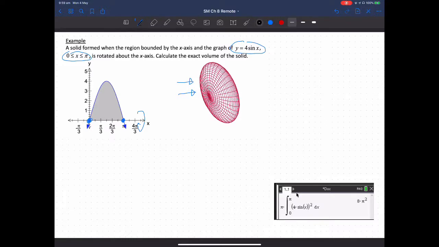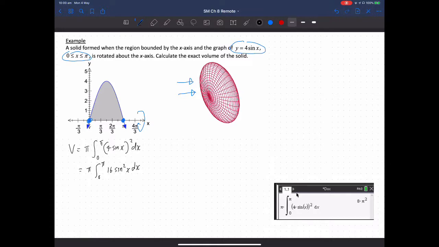So our formula is volume equals pi, now notice the pi is written outside the integral sign because it is a constant, between 0 and pi, the two terminals we were given. We then write 4 sine x. Now remember, we need to square that, dx. So expanding the bracket, what we're going to get is pi times the integral from 0 to pi of 16 sine squared x dx.